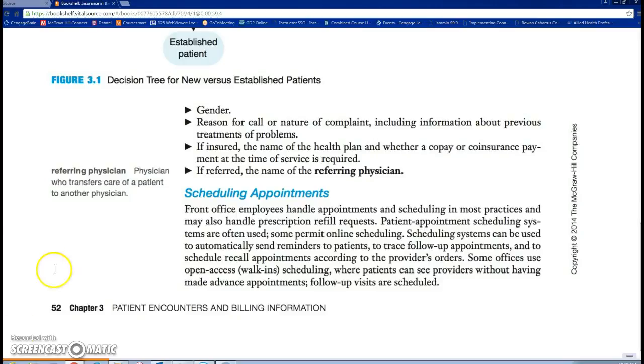All scheduling of appointments is usually now done through an EHR system, an electronic system. Very few are still done by the paper method, but there are some specialties such as psychiatry that do.